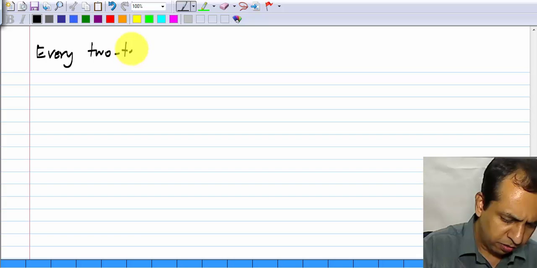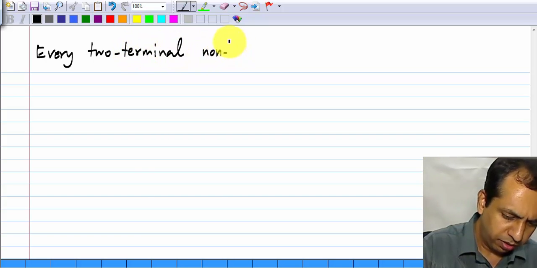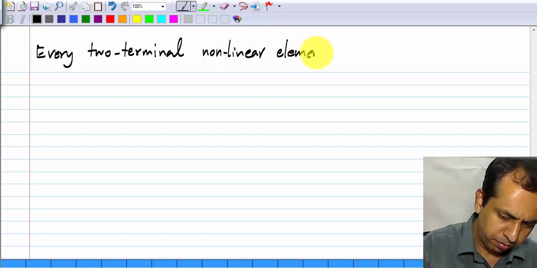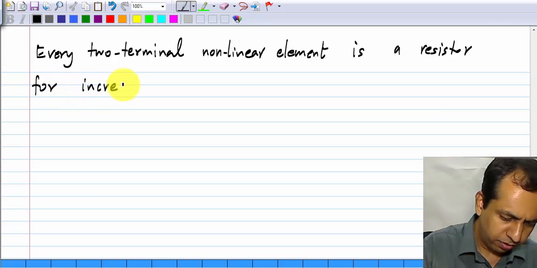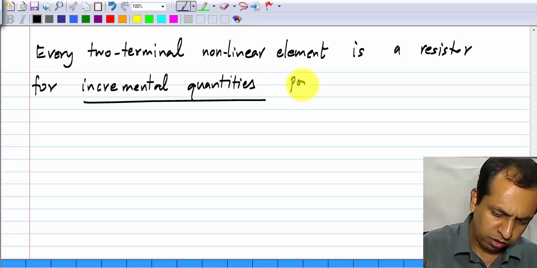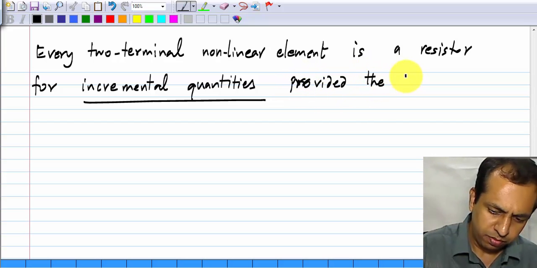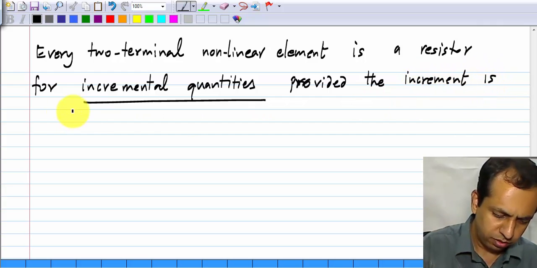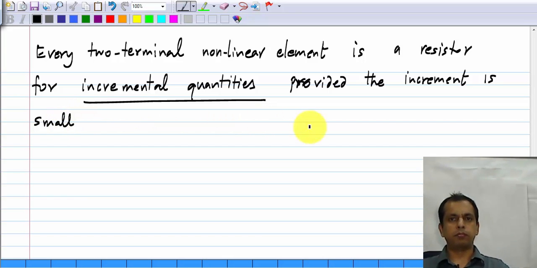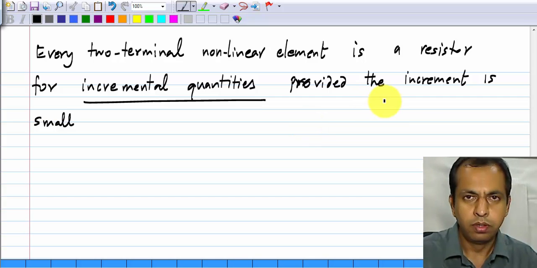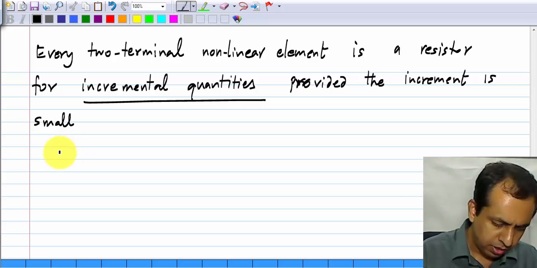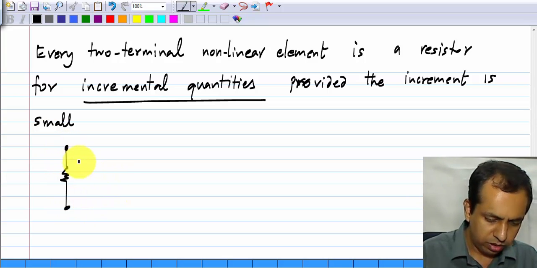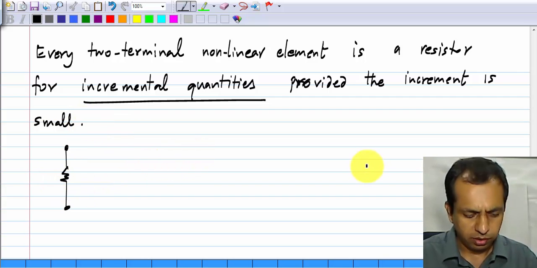So, every two terminal nonlinear element is a resistor for incremental quantities, provided the increment is small. Okay. So, it is extremely important to remember that this equivalence is only for the increments, and the value of the resistor depends on the operating point.